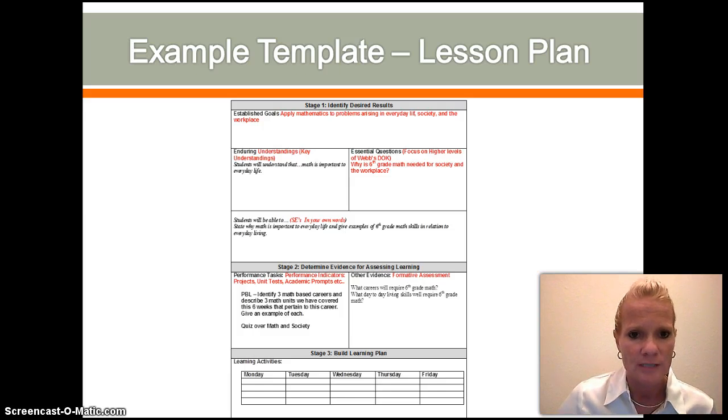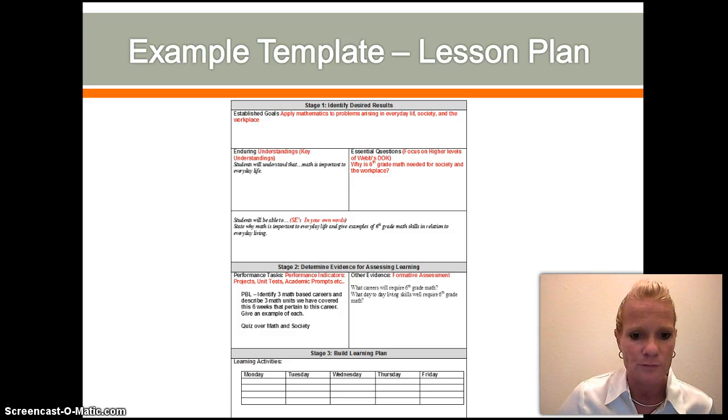I think we all understand what the goal is, and I think you understand what the essential question would be and the key concepts of understanding. But when we talk about determining evidence for assessing learning, I think it's important that we use differentiated instruction, and we want to make sure that we're engaging the students.